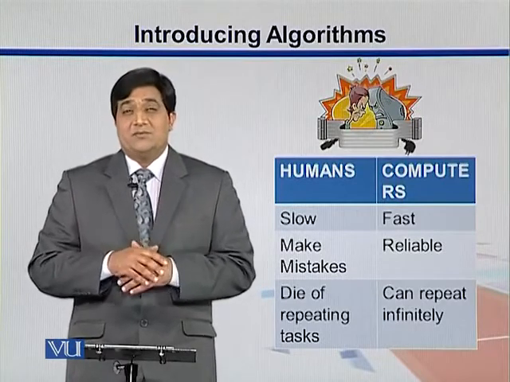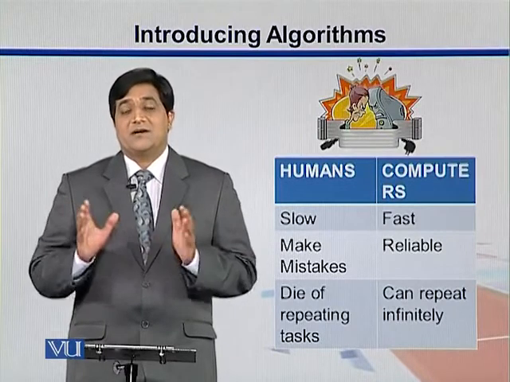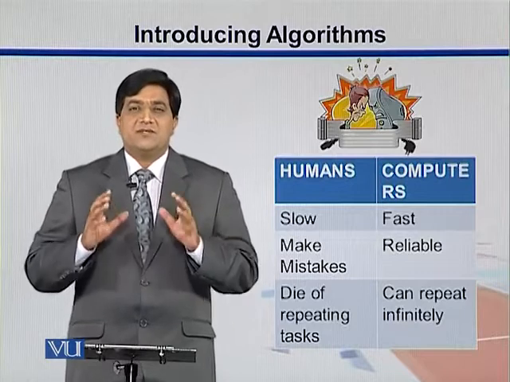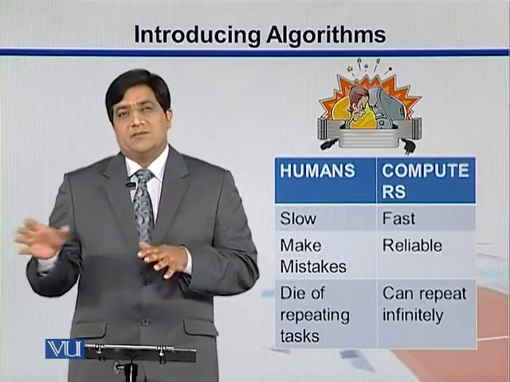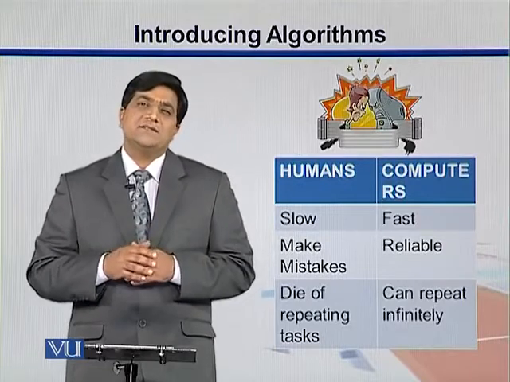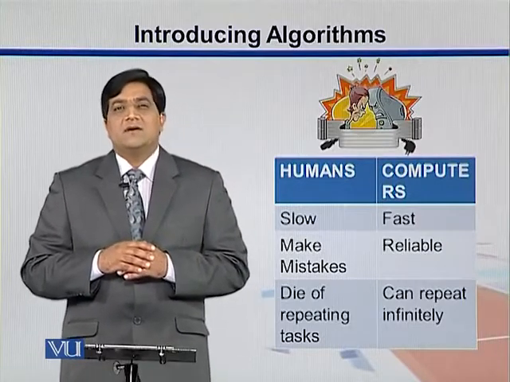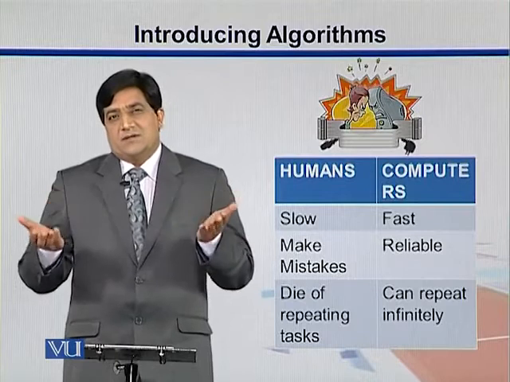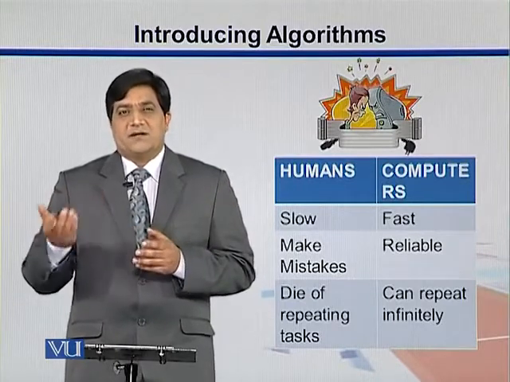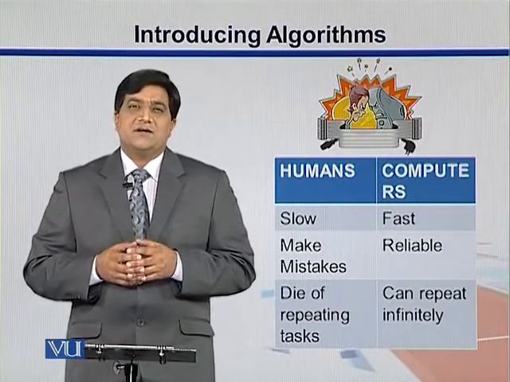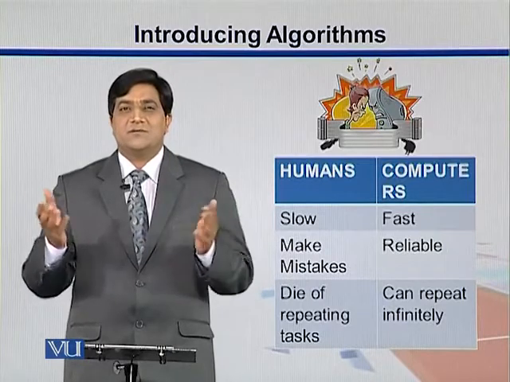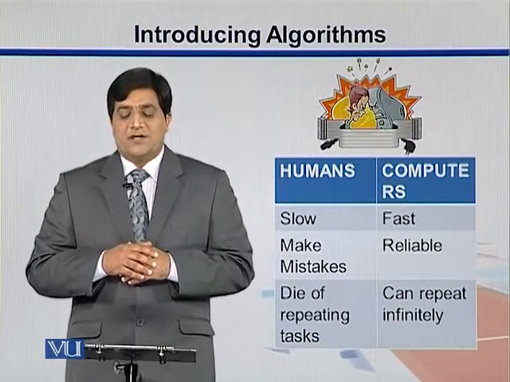Humans might make mistakes, but computers are reliable. Once you fix your instructions, your algorithms, properly into the computer, it will do the task reliably. Another thing is that we can do something on computers many times, whereas humans are afraid of repeating tasks. If you are asked to do something 1,000 times, obviously you won't like it.